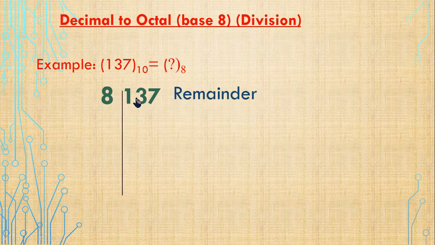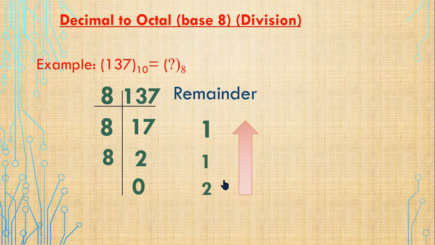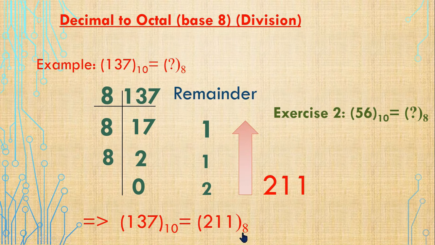So now we will get 17, remainder 1. 17 divided by 8 again, we have 2, remainder 1, and 2 divided by 8 is 0, remainder 2. We read the results from bottom to top. So we will get 2 1 1 as our result. So if we convert this value 137 in base 10 to base 8, we get 211.